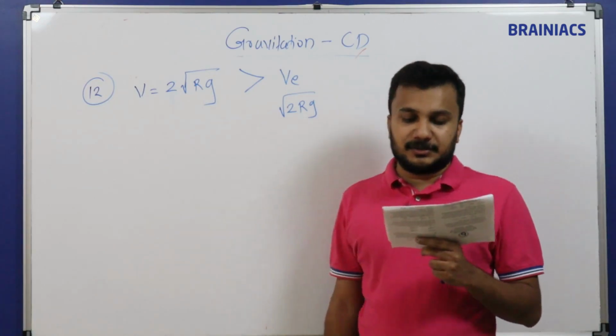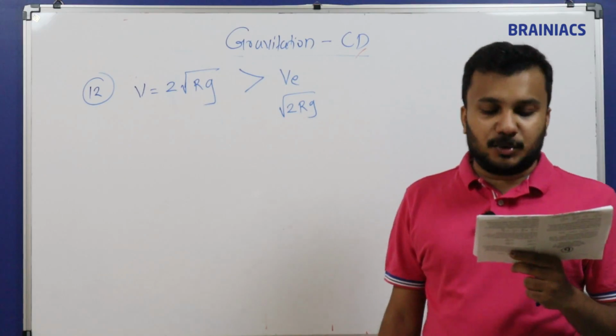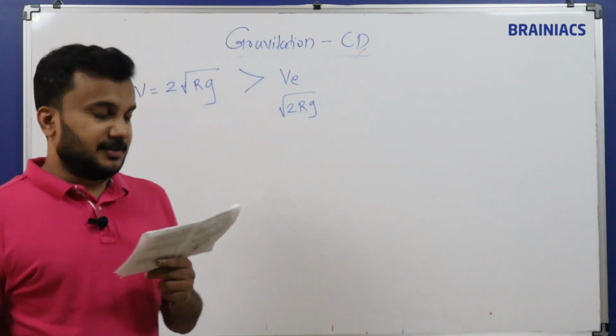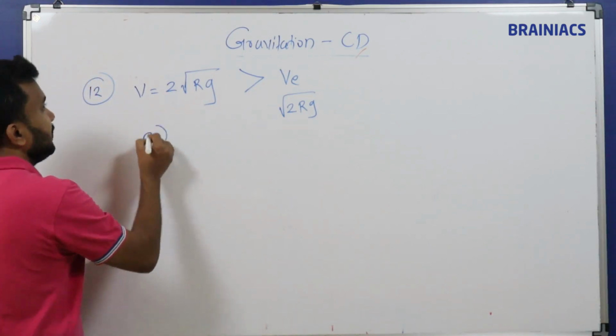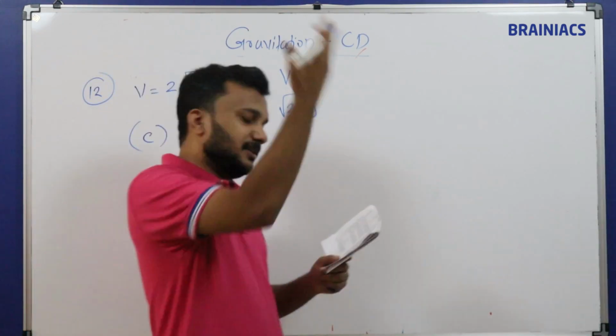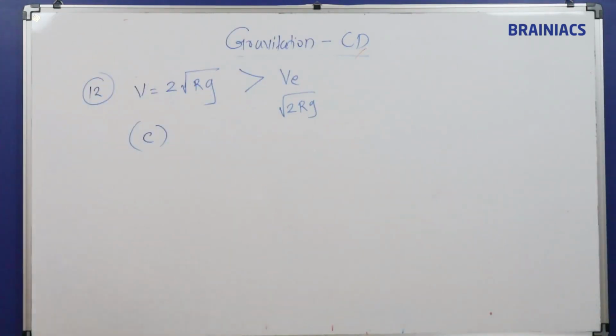Option A, the rocket will remain in the earth's gravitational field. Wrong answer. Option B, the rocket will revolve around the earth. No, wrong answer. The rocket will escape from the earth's surface. So the answer is option C. As the given value is greater than escape velocity, it will simply go out. Okay, let's move to the 13th question.